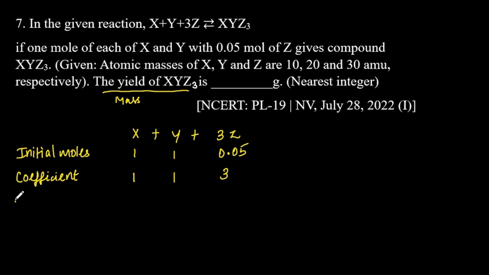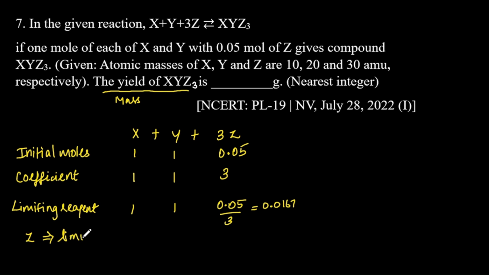Now you have to find the limiting reagent in this equation. To find the limiting reagent, divide the initial moles by the coefficient. So here you will get 1. In this case also you will get 1. Here, if you divide 0.05 by 3, you will get 0.0167. So here Z is having the least value. So we can tell that Z is the limiting reagent. So the yield of the product is always controlled by the limiting reagent.